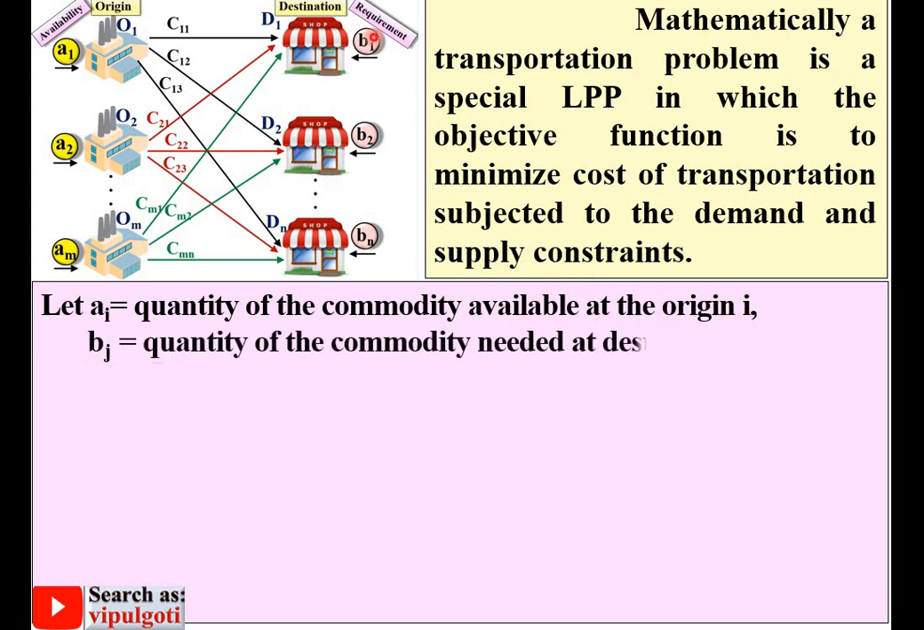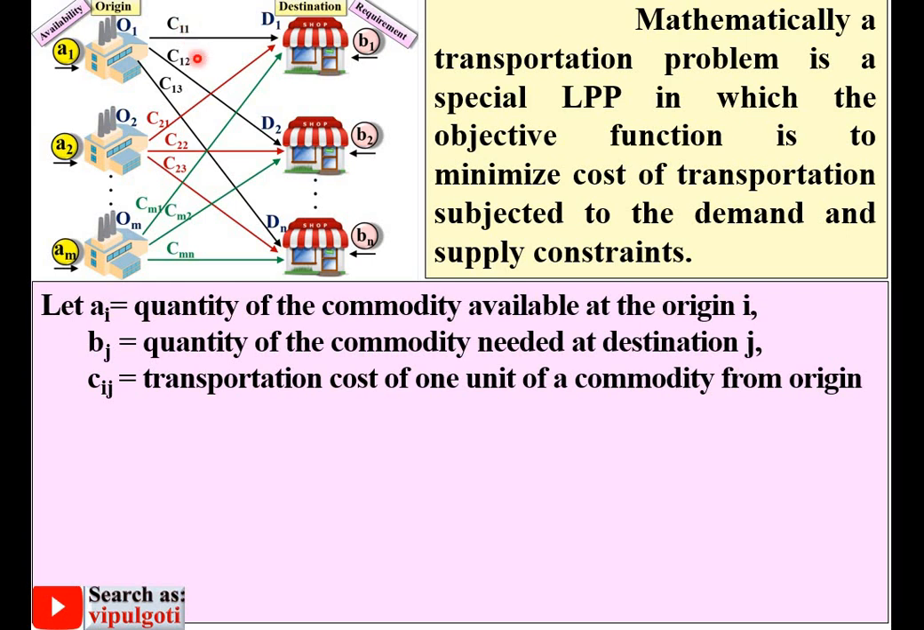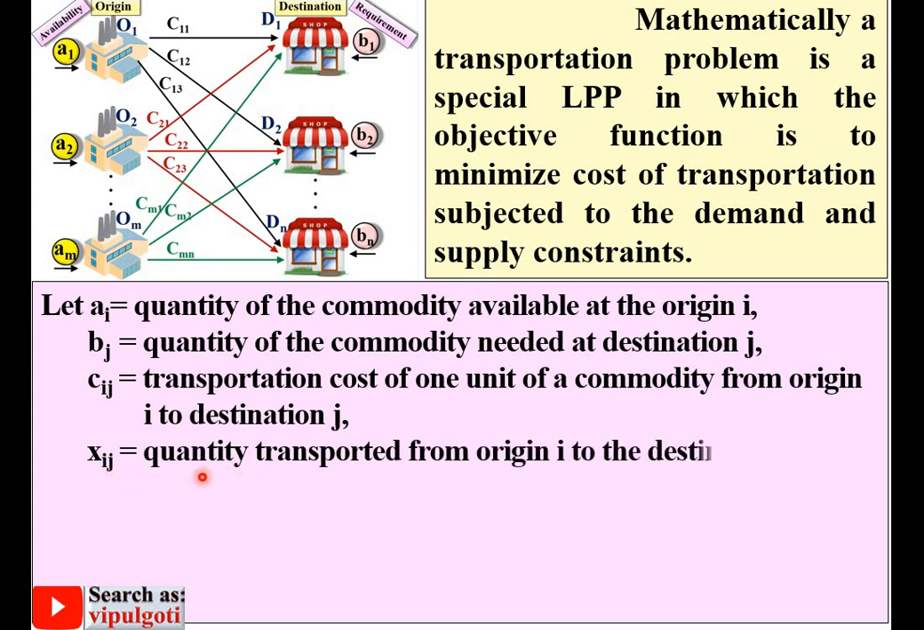Similarly, Bj is the quantity of the commodity needed at the destination j. Cij is the transportation cost of 1 unit of a commodity from origin to destination. So here we can say from origin i to destination j. Xij is the quantity transported from origin i to destination j. So this is actually the quantity transferred from the origin i to j.